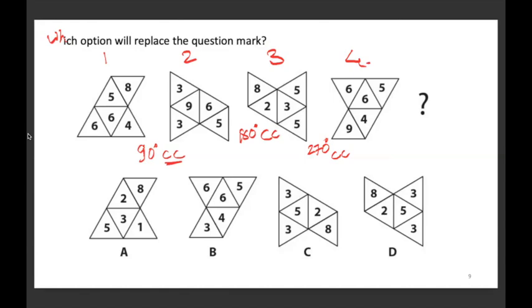So by that logic of clockwise rotation, we can say that as you move from one figure to the other, the degree of rotation increases by 90 degrees. 90 to 180, 180 to 270, which means that from 4 to 5, the fifth figure will be a 360-degree rotation, which means that the diagram will look as it is, as we are seeing in 4. So option B is the one which is the correct answer here. Okay, we'll move to the next one.